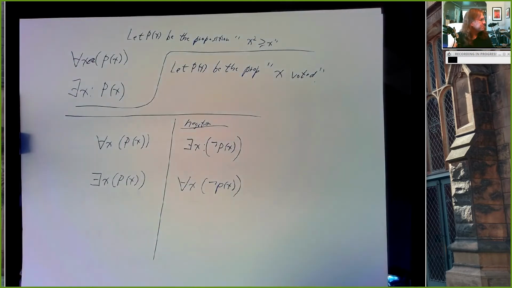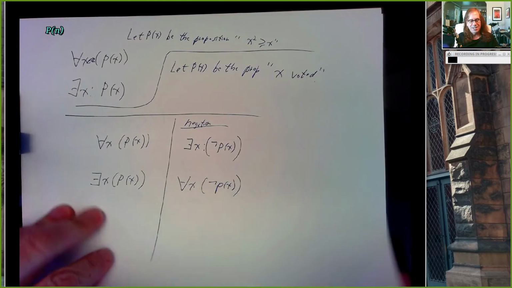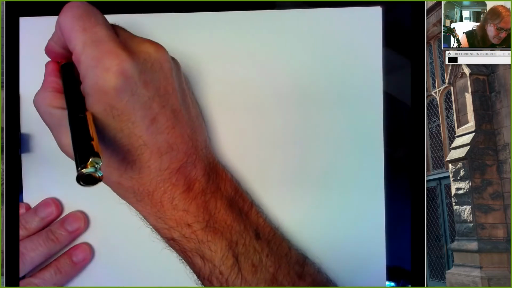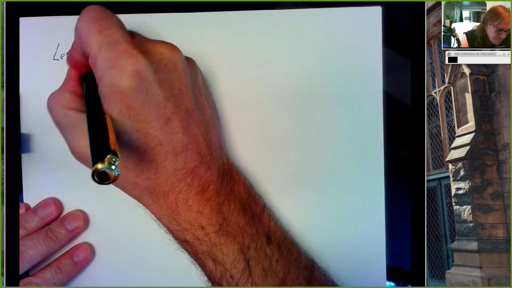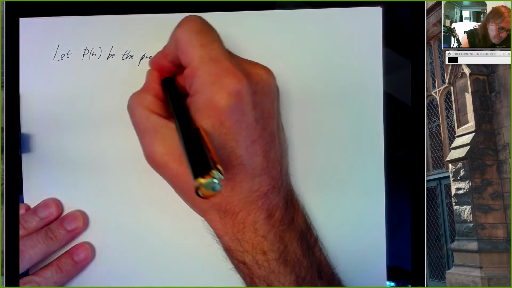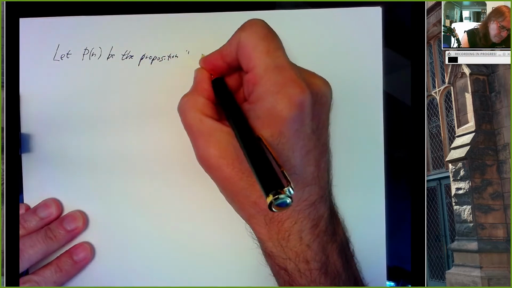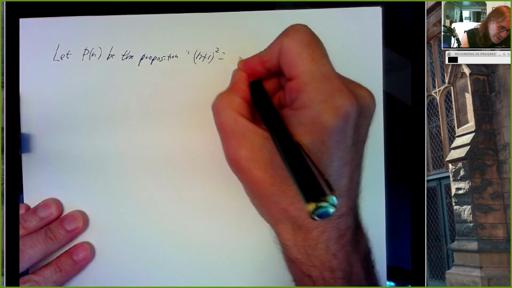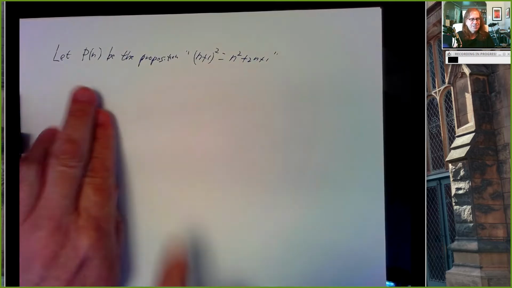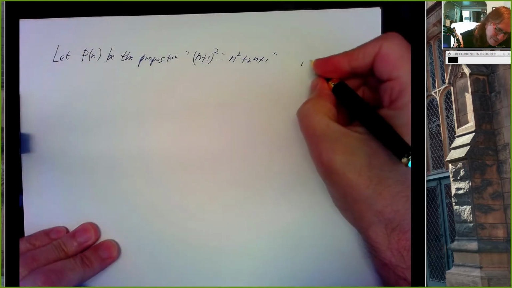Now these families of propositions, if we think of this as something like P of n, P parentheses n, we could define a family of propositions where we have some wild card like n. So let's do an example. Let P of n be the proposition (n plus 1) squared equals n squared plus 2n plus 1. All right, and let me say, n is an integer.